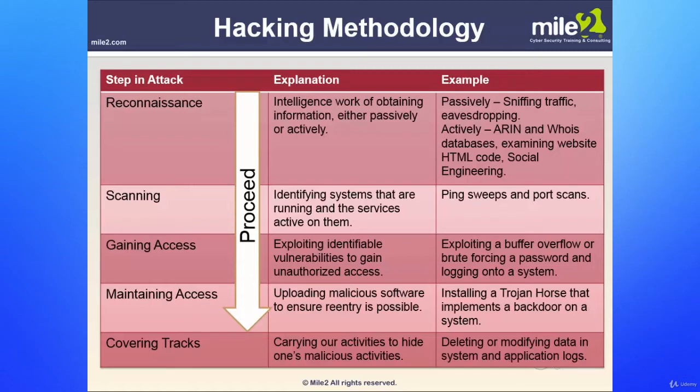All right. Also, the third phase is called the gaining access phase, also known as the enumeration phase. This is where we exploit identifiable vulnerabilities to gain unauthorized access. A lot of times we can do this by exploiting a buffer overflow or brute forcing a password and logging onto the system. And again, this is also one we're going to have a chapter on all by itself, called the enumeration chapter. Mainly here we're talking about null sessions, how to construct a null session, how that all works, and what kind of things we can enumerate from that.